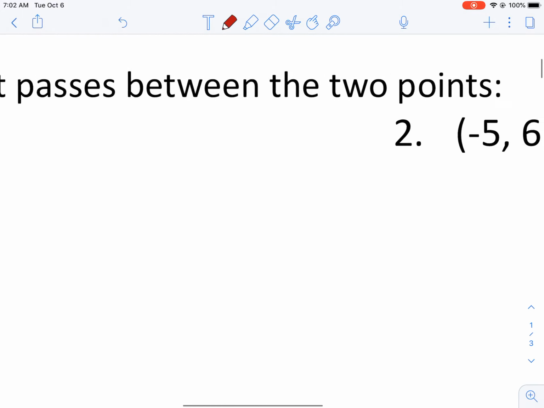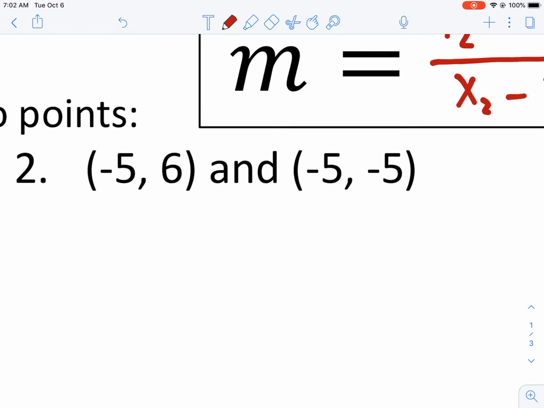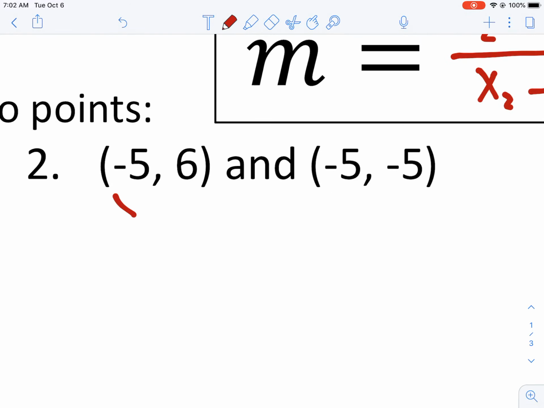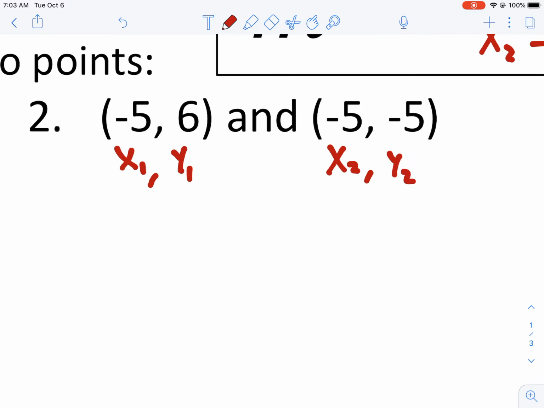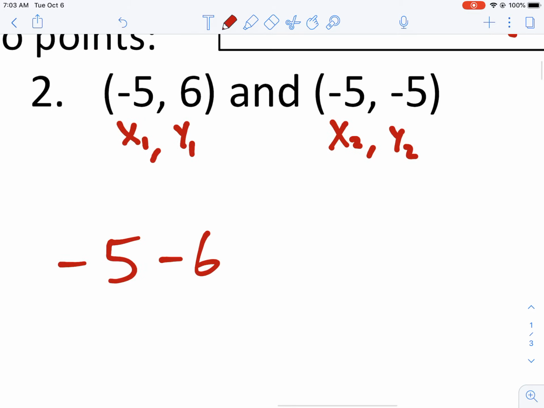So we can do the exact same thing over here. We're going to look at another example, okay? So we've got x1 comma y1, x2 comma y2. And so again, we've got negative 5 minus 6. On bottom, we've got negative 5 minus negative 5.